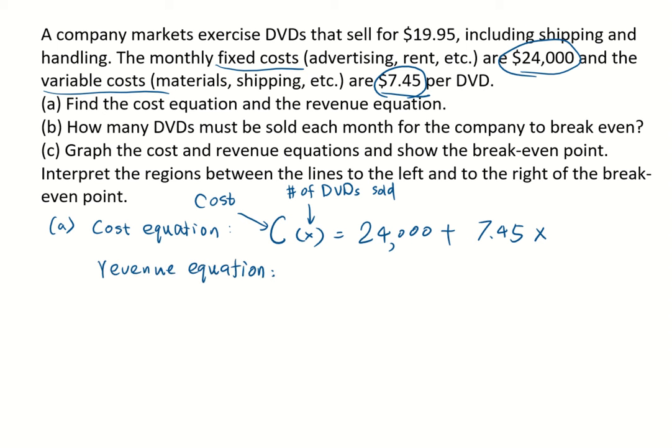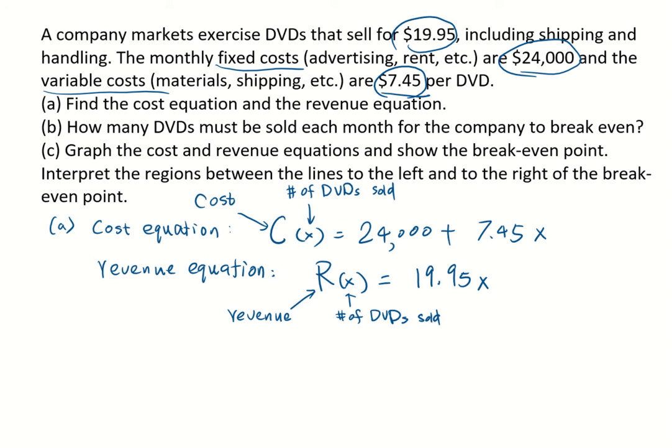Now let's find the revenue equation. We'll call it R of x, where R is the revenue and x is the number of DVDs sold. The revenue is purely dependent on sales, right? So for each DVD, it's $19.95, so the revenue should be 19.95 times the number of DVDs sold, which is x. So this is the revenue equation.